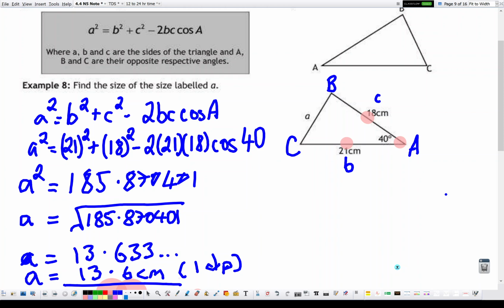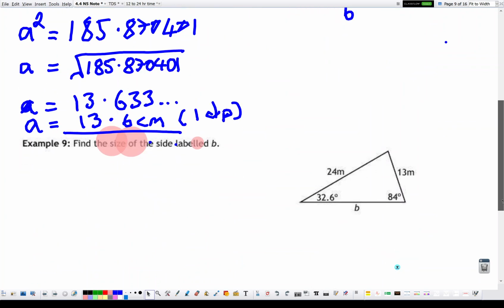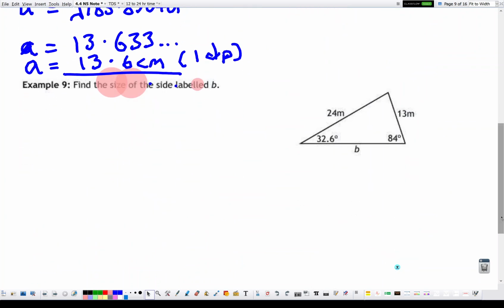Okay, so really with these questions, what we're doing today is just making sure our calculator work is good. We don't have to make the choice of which of these rules to use. We're going to do that tomorrow. But if we managed to get that answer 13.6, which I'm sure we did, if we managed to get to the 185, then we can just try the next one.